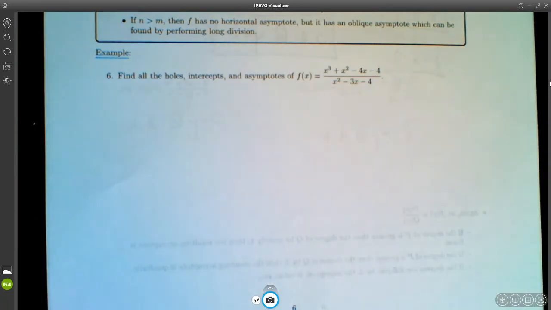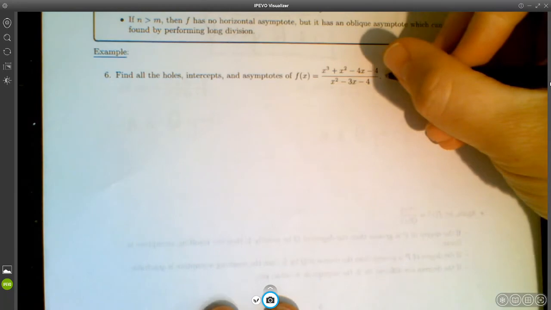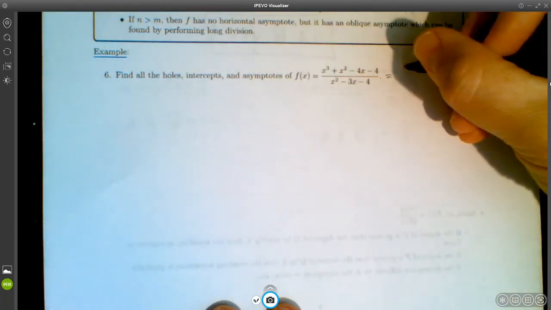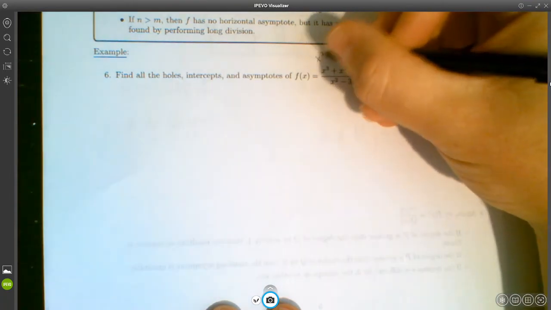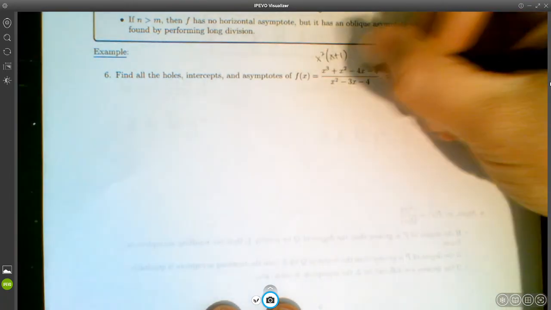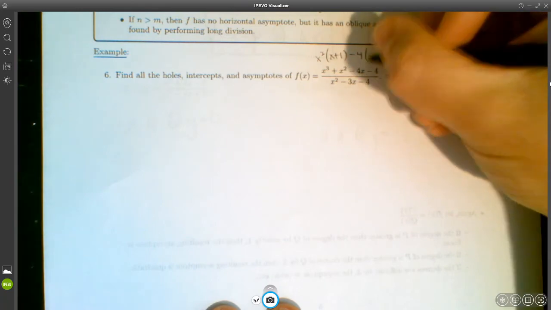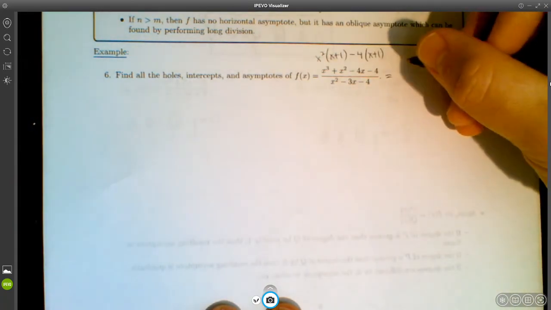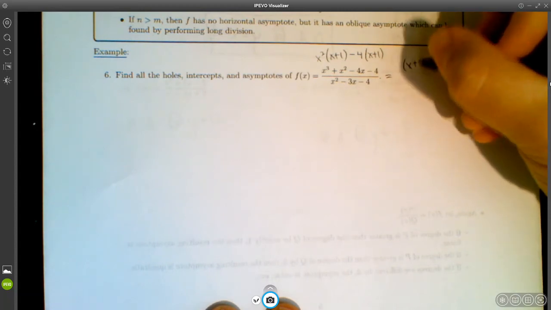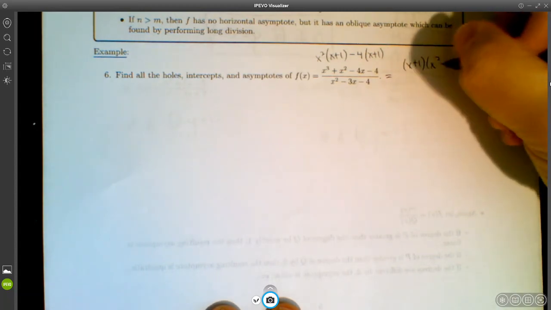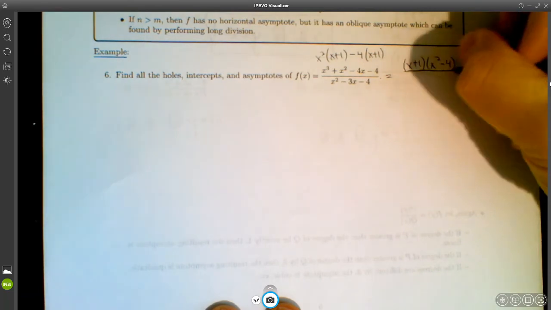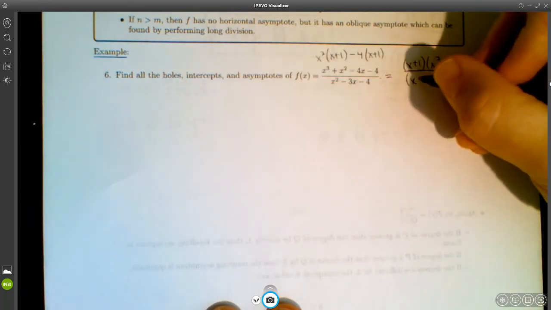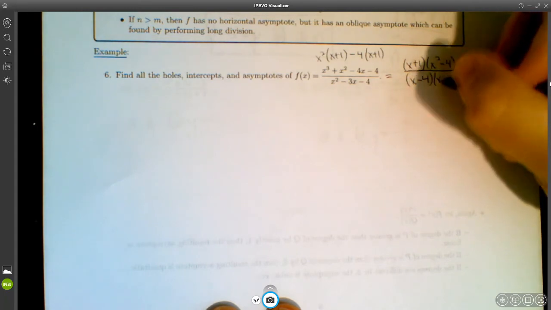Okay, so to do that, I'm going to have to factor. I think I can factor the numerator by grouping. If I group the first two terms together, I can take out an x squared, and I'm left with x plus 1. If I group the second two terms together, I can take out a negative 4, and I'm left with x plus 1. So I can factor out the x plus 1, and then I'm left with x squared minus 4. Oh, that's going to factor even further, isn't it? Meanwhile, the denominator is going to be x minus 4 times x plus 1.